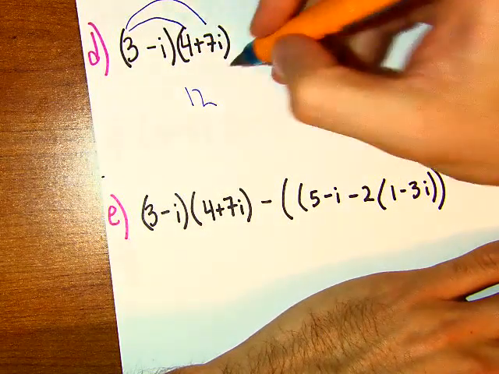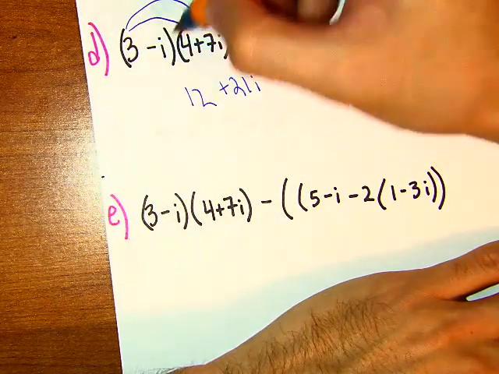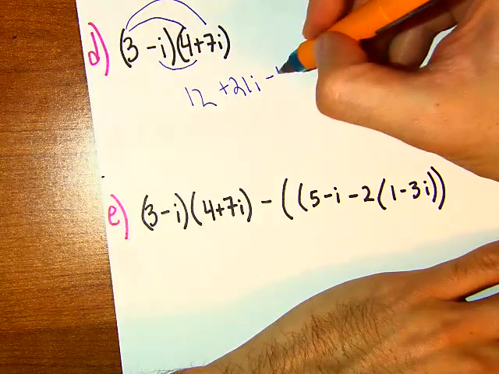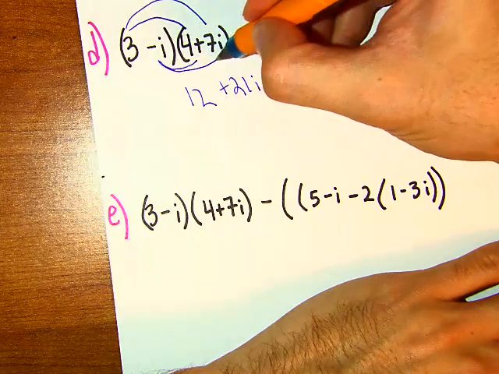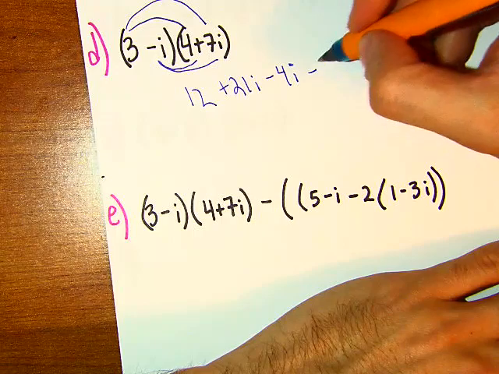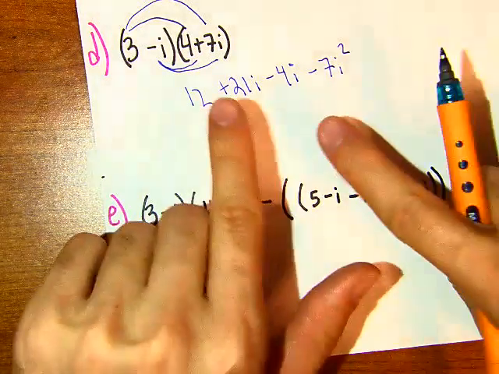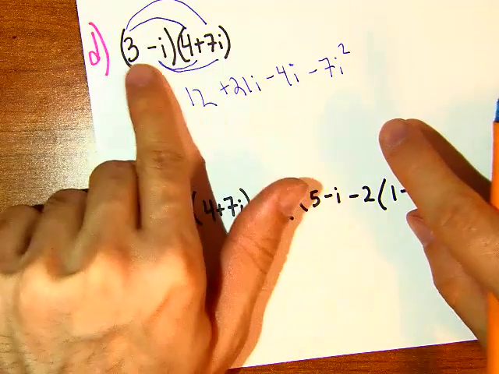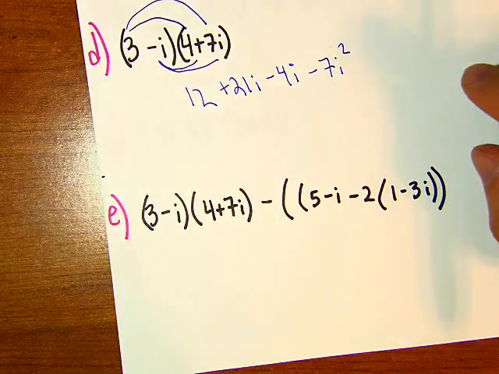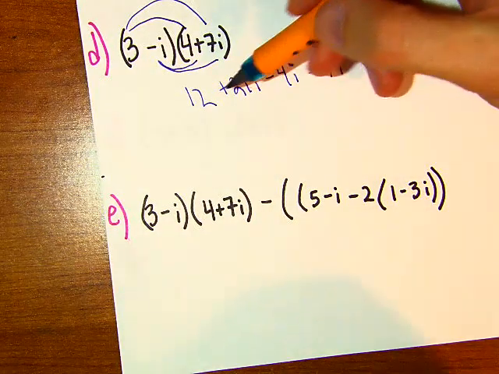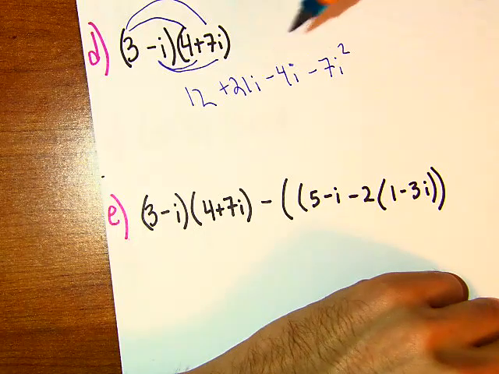3 times 7i is plus 21i. Minus i times 4 is minus 4i. Minus i times 7i is minus 7i squared. Okay? And if this was fast, just take your time and FOIL it again and see what happens. Now here, the 12 we can't combine with anything, but what are we going to do?